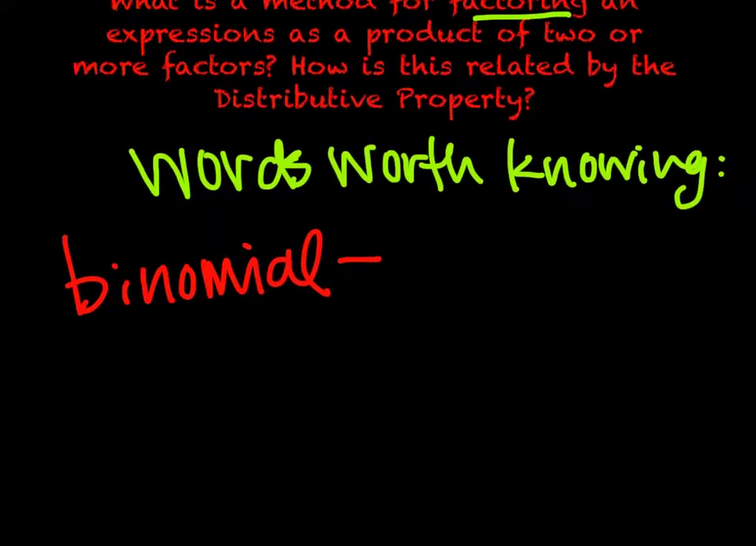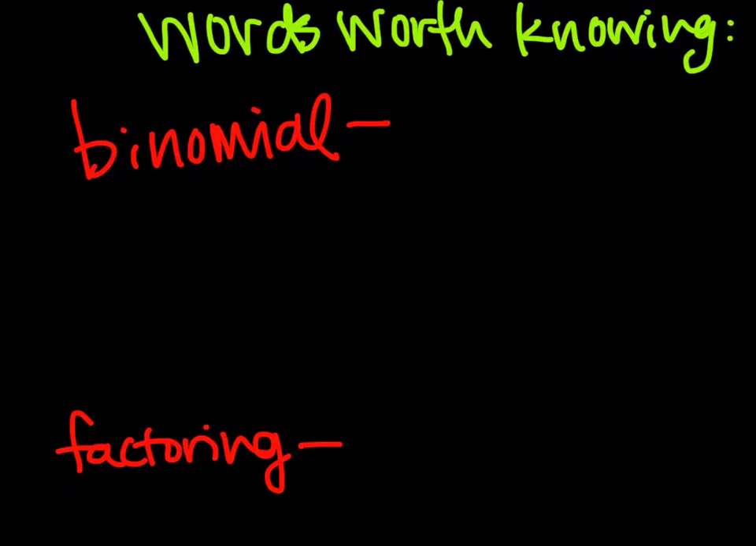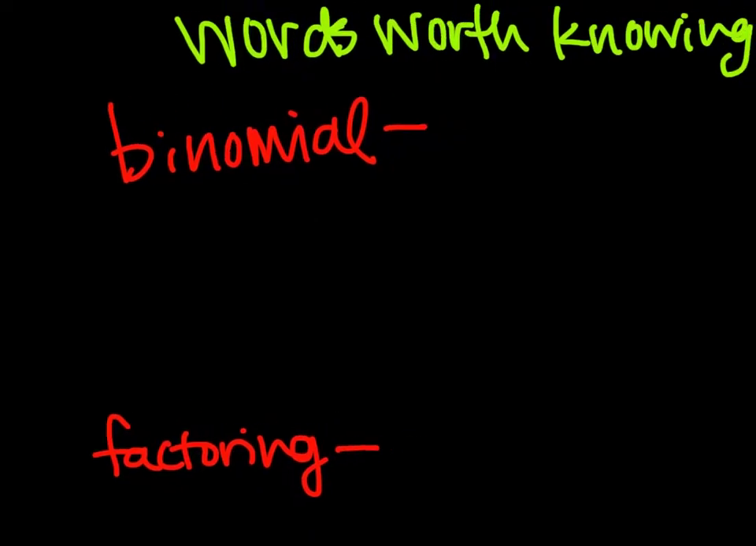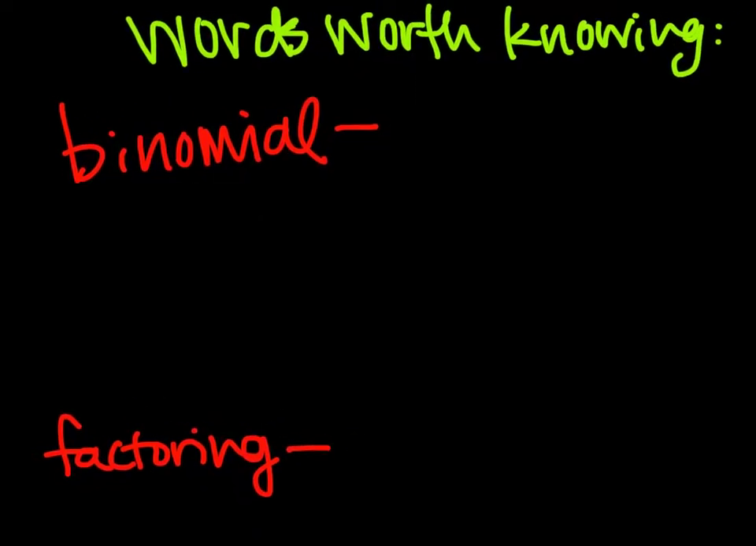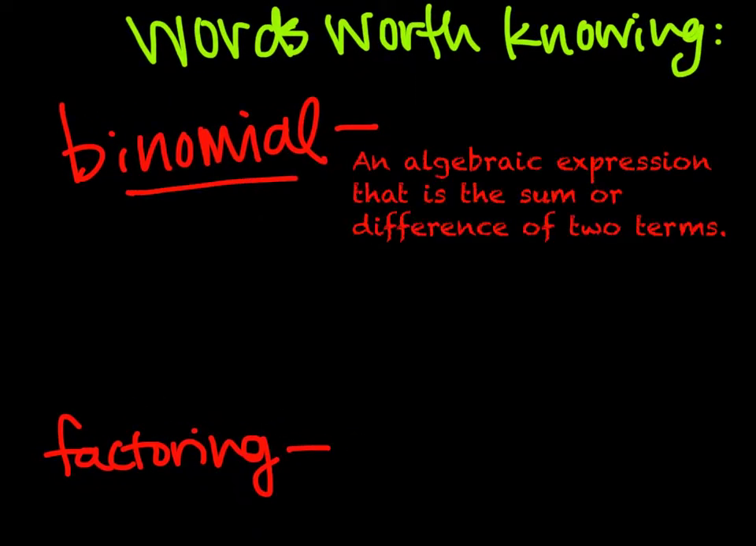Let's go and get a couple of words worth knowing. Our very first word worth knowing is binomial. Our book defines it as an algebraic expression that is the sum or difference of two terms. For example, this is a binomial, x plus 3. This is also a binomial, x minus 4.